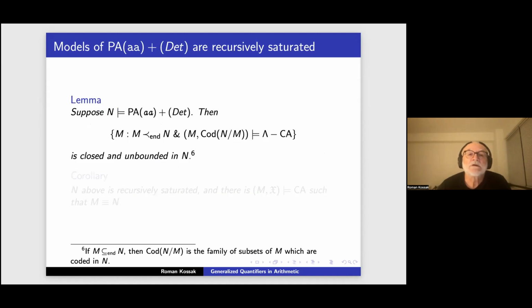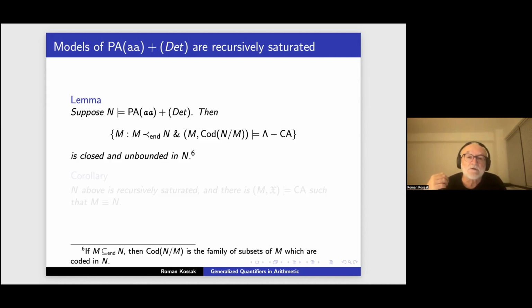And then what Jim proves is that in any finitely determinate model of PAA, the following holds. If you look at the set of all elementary initial segments M of N, together with the family of subsets of M which are coded in N, there is a closed and unbounded set of those elementary submodels that are models of lambda CA. But if you are a model of lambda CA, there is plenty of comprehension. In particular, it implies that all those models M have to be recursively saturated. They carry satisfaction classes, because lambda CA proves that there is a full, fully inductive satisfaction class.